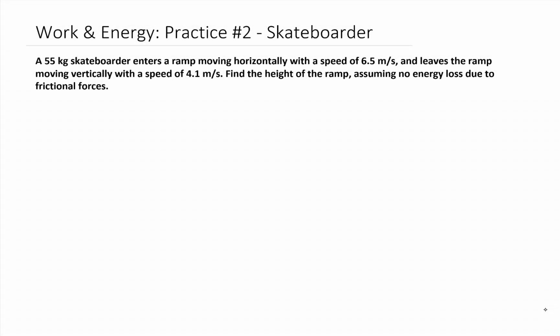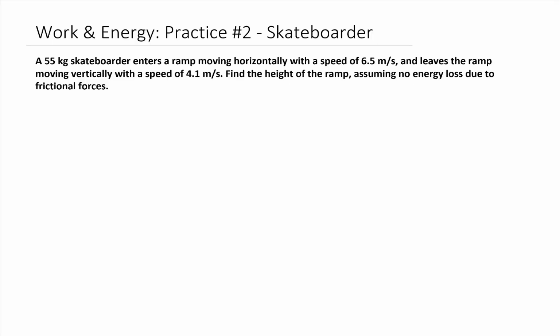This question helps us practice using the conservation of energy equations. A 55 kilogram skateboarder enters a ramp moving horizontally with a speed of 6.5 meters per second and leaves the ramp moving vertically with a speed of 4.1 meters per second. Find the height of the ramp, assuming no energy loss due to frictional forces.